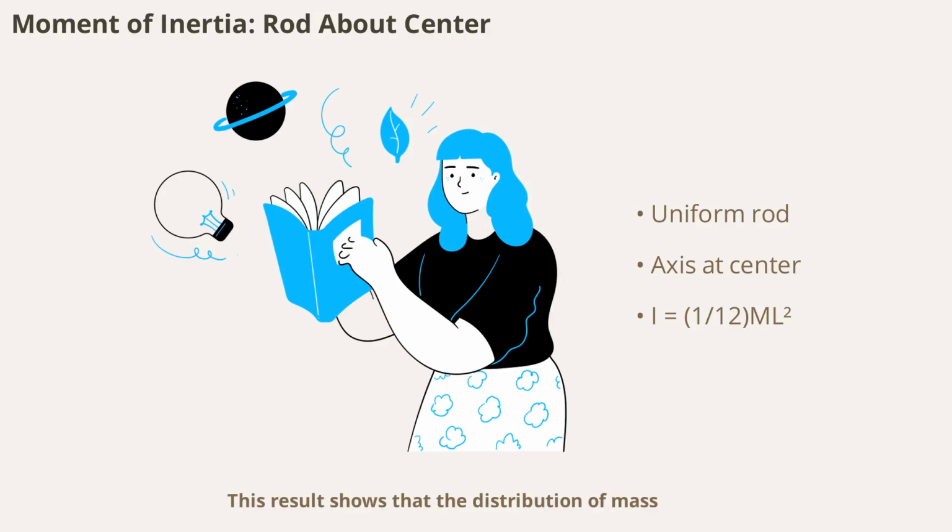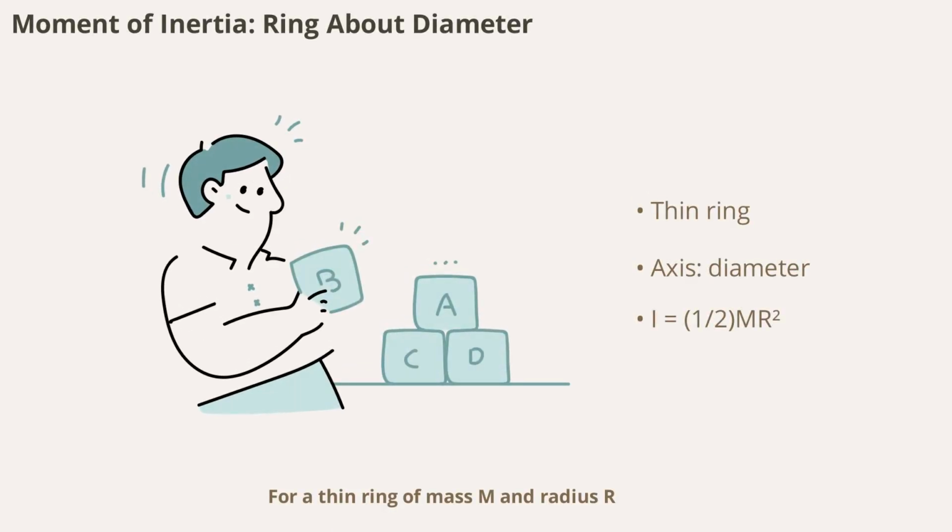This result shows that the distribution of mass relative to the axis greatly affects rotational resistance. For a thin ring of mass m and radius r, the moment of inertia about a diameter is I equals 1/2 Mr². This is derived by considering the mass elements distributed along the circumference and their distances from the axis. The result highlights how geometry influences rotational properties.